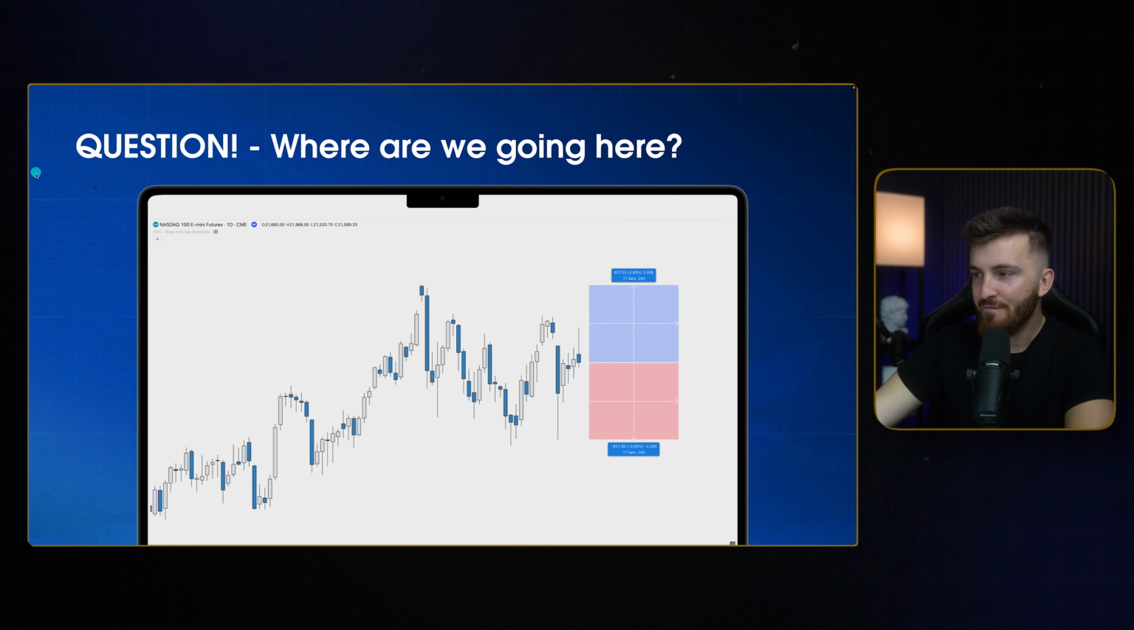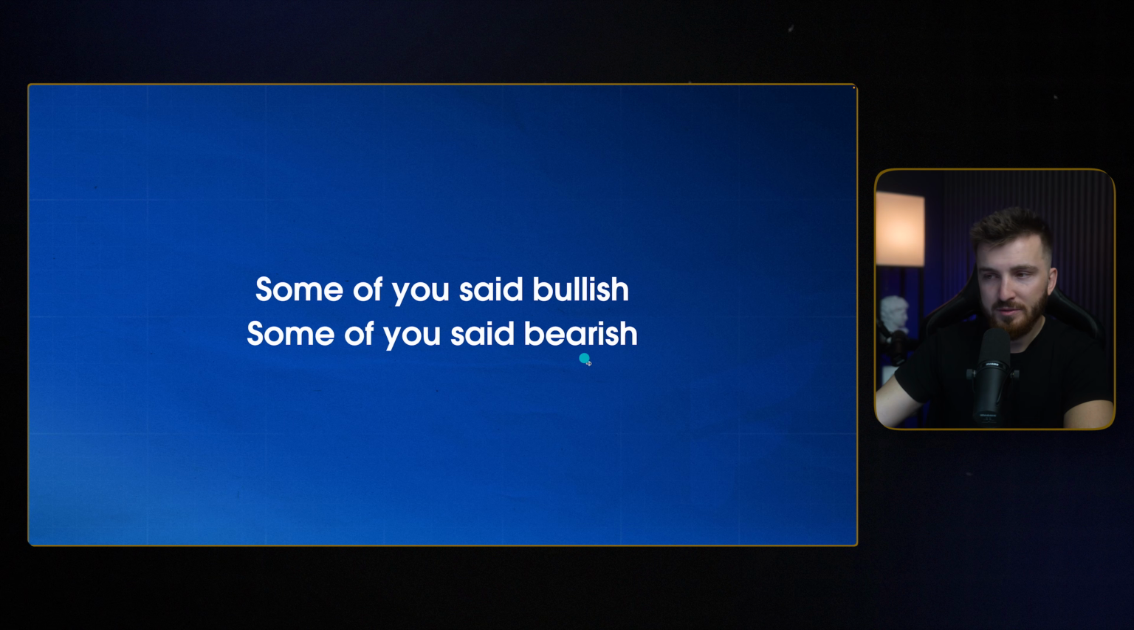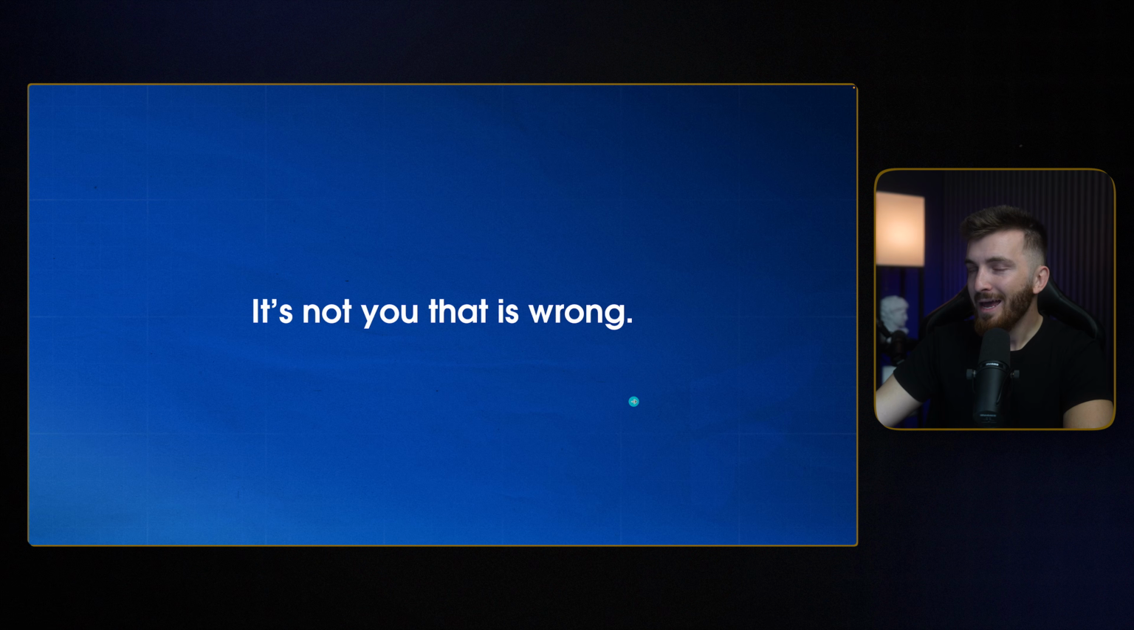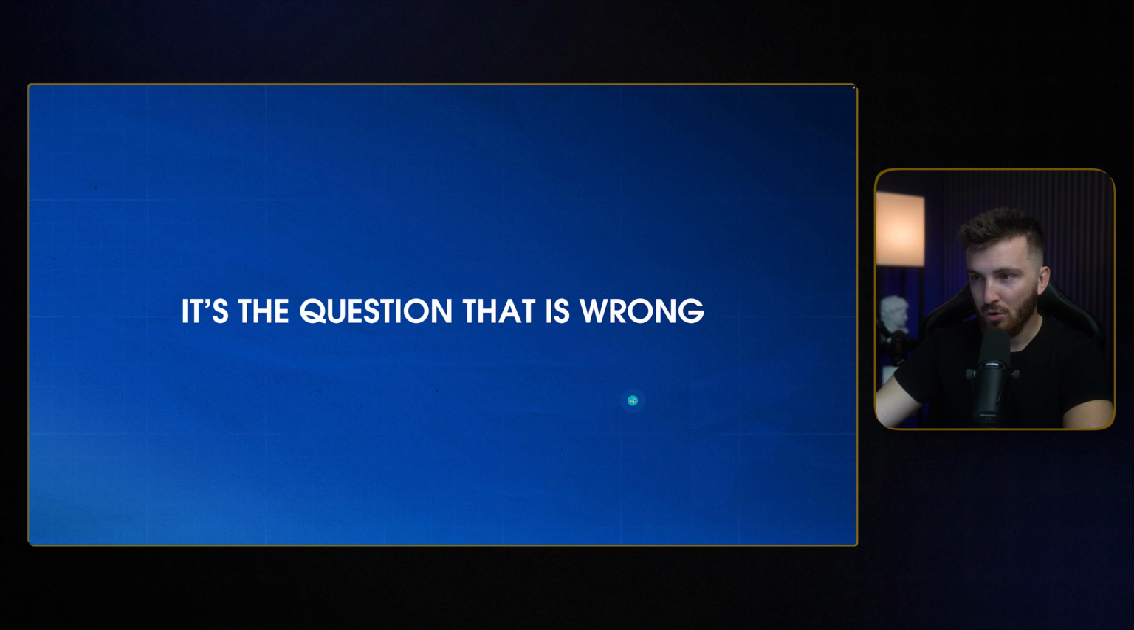Now, let me ask you a very simple question. This is on NASDAQ. And if I ask you, is the market going to go up 3.8% or down 3.8%? These are the same amount. I just want to ask you, is the market going to go towards these lows or is the market going to go to these highs? That is the question. Now, some of you said bullish. Some of you said bearish. Both are wrong. Well, it's actually not you that is wrong. It's the question that is wrong.